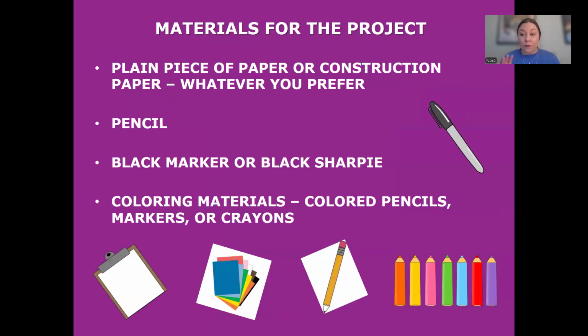So before we start the actual project, you are going to need some pretty basic art supplies. You'll need a plain piece of paper or construction paper, whatever you prefer and whatever you have available to you at home. You'll also need a pencil. You'll need a black marker or a black Sharpie. This is for outlining your circle and it'll help make it more bold. And then finally, you'll need some coloring materials, which can be colored pencils, markers, or crayons, whatever you prefer to use and whatever you have at home. So feel free to pause the video now to get the supplies you need and get yourself situated.